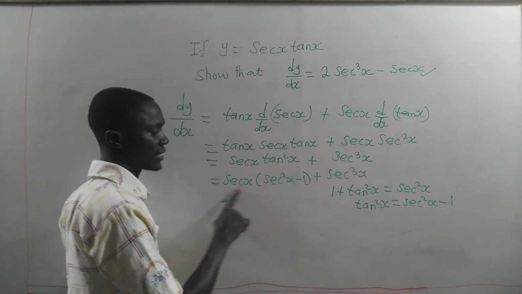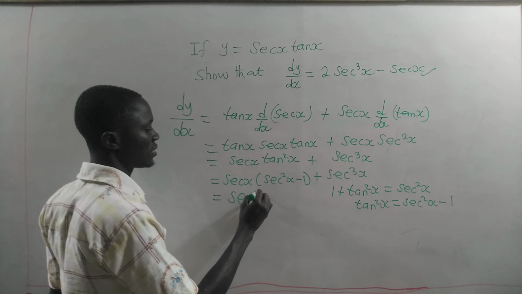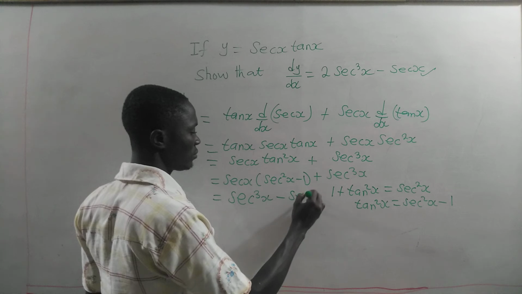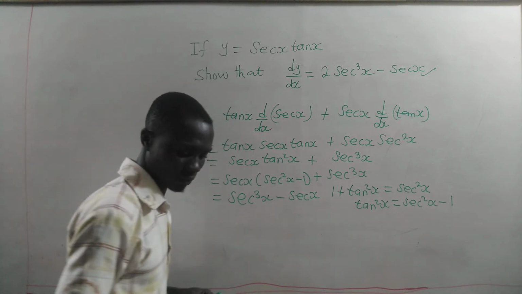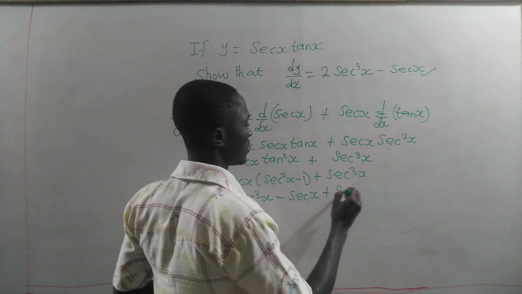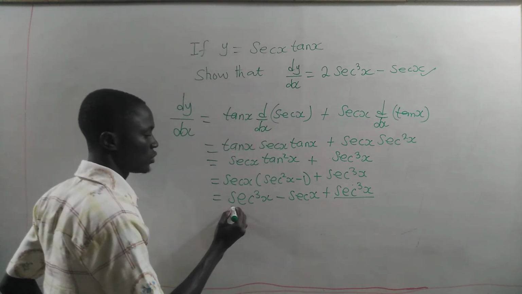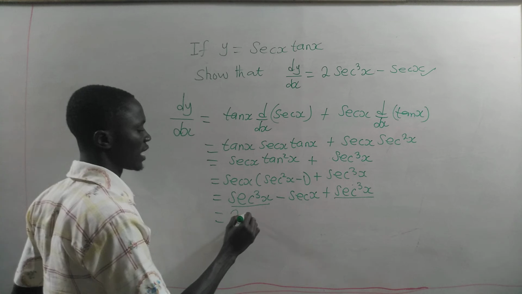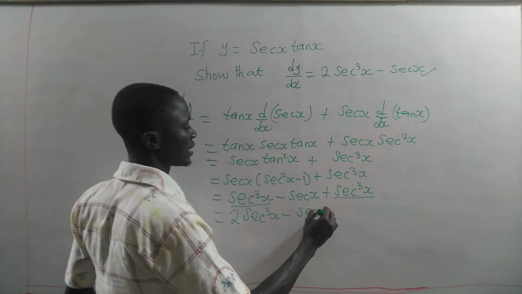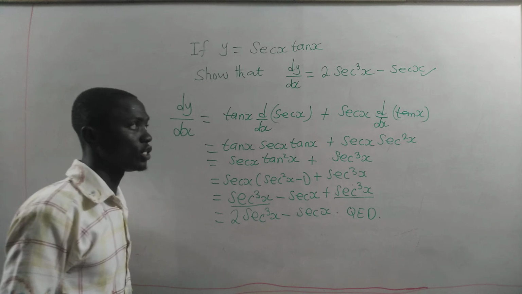Now, secant of x times secant squared of x will give us secant cube of x, and secant of x times minus 1 gives minus secant of x, plus secant cube of x. So if we add secant cube of x to secant cube of x, we'll get 2 times secant cube of x minus secant of x. And that is to be shown.